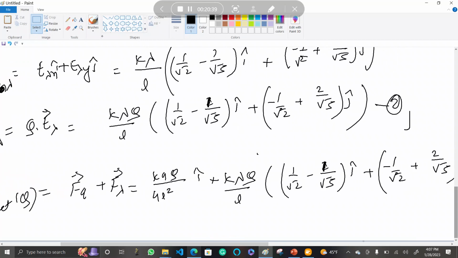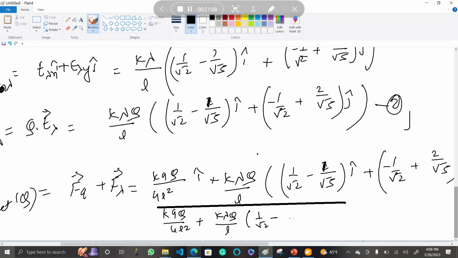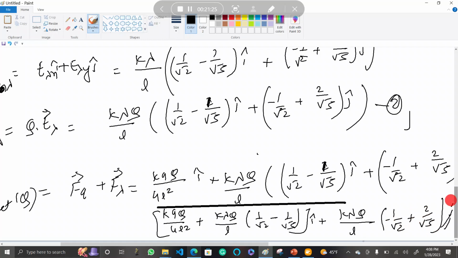So I can add these two x components at one place. If you add these components, you would get kq by 4l^2 plus k lambda q by l times 1 by root 2 minus 1 by root 5 i plus k lambda q by l along the z direction.